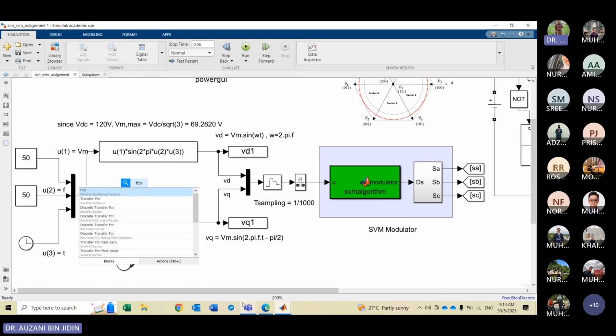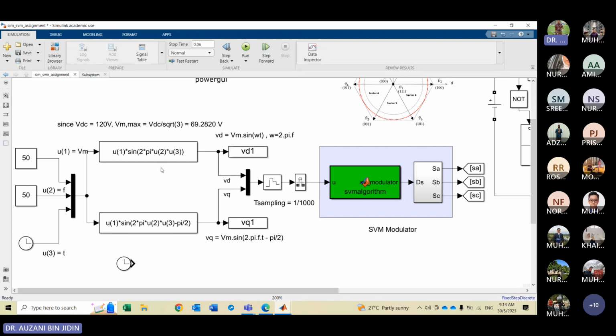Okay, after you completely develop the simulation model, now you can run the simulation. So you may set the stop time. Maybe we can observe or analyze the result for 3 complete cycles. So maybe you can set 0.06, because the period is 0.02. So you analyze the result for 3 cycles. You can set the stop time as 0.06 second. Here now you can run the simulation.